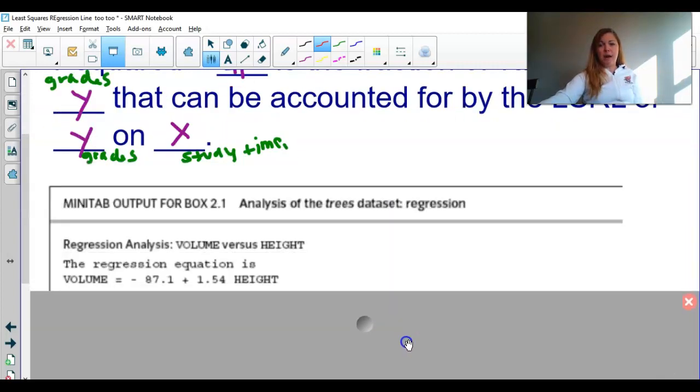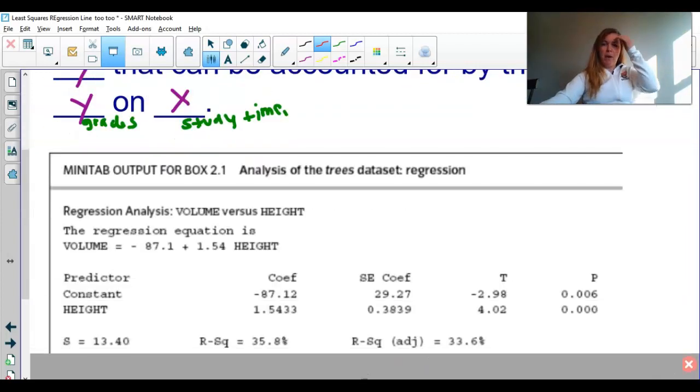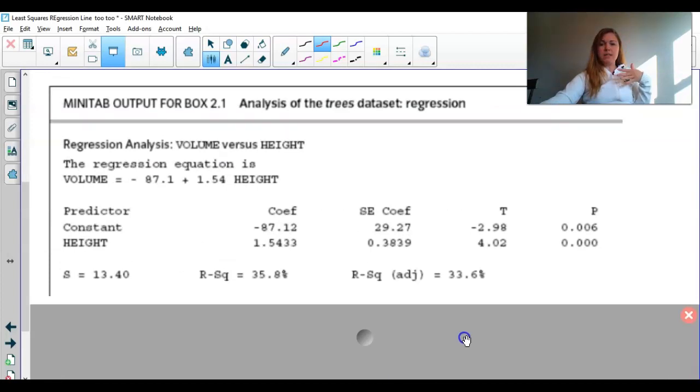Now, while we talk about R squared, I want to actually show you a Minitab output, okay? And I'm going to post all of these notes as a PDF. So if you have a printer at home, you could just print this out and maybe cut and paste it in your notebook or whatever. You do need to know how to identify what all this stuff is on this Minitab output, okay?